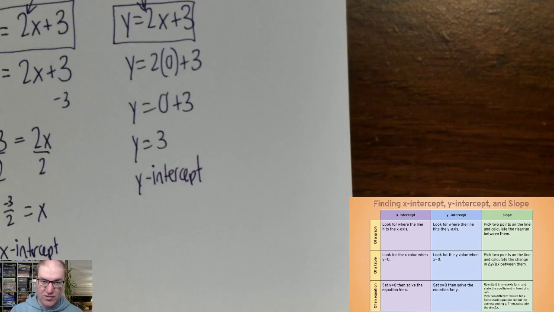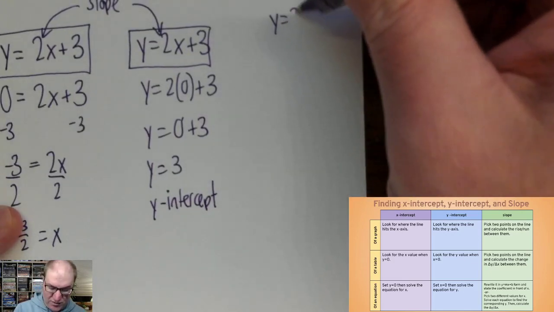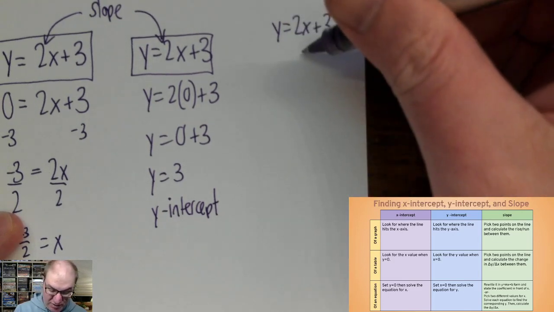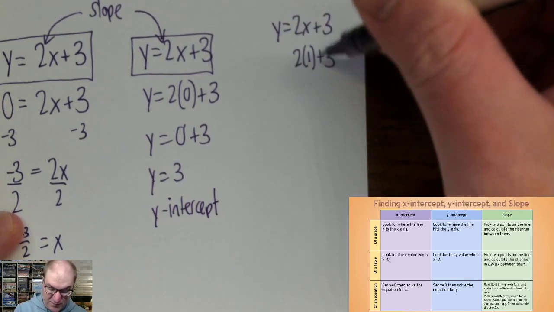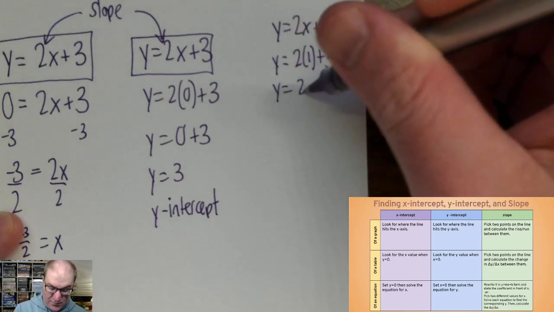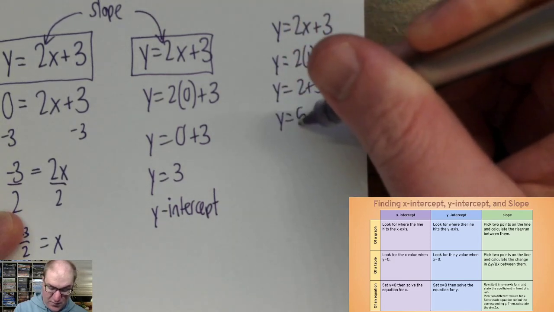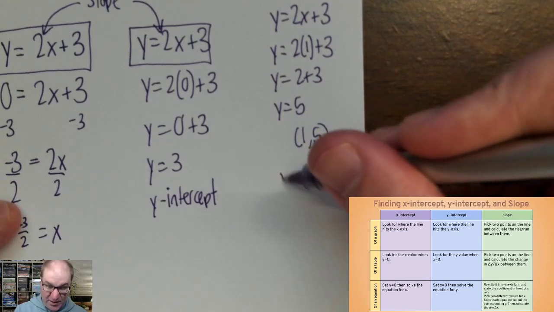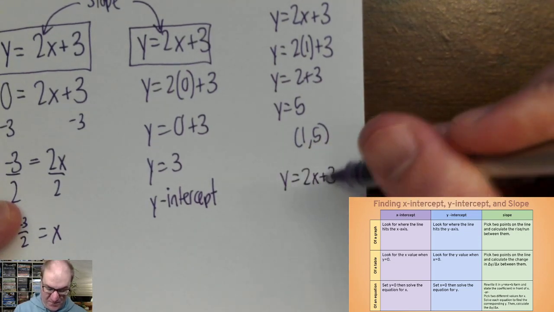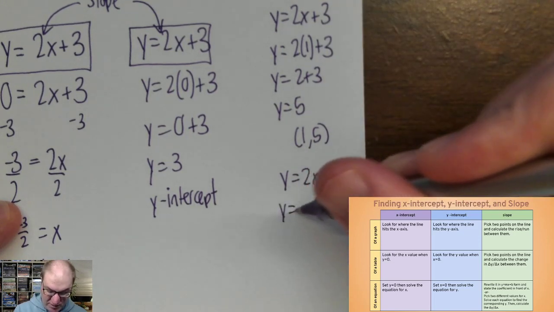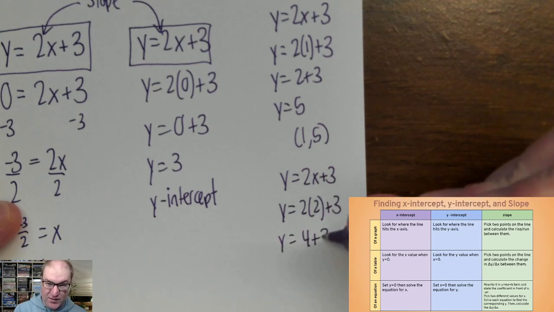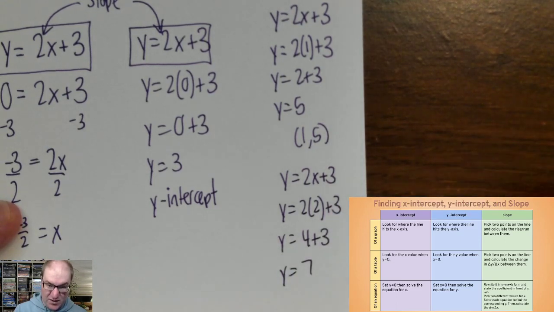What you would do is write the equation and pick 2 x's and plug them in to get y. So I'm going to plug in x is 1. So I know that (1, 5) is a solution to this. And then I'm going to do it again for a second point, and I'm going to do 2. So y equals 2 times 2 plus 3. y equals 4 plus 3. y equals 7. So I know that (2, 7) is a solution.